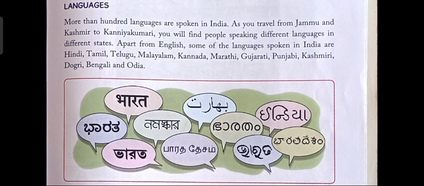Apart from English, some of the languages spoken in India are Hindi, Tamil, Telugu, Malayalam, Kannada, Marathi, Gujarati, Punjabi, Kashmiri, Dogri, Bengali, and Odia. So these are some different languages that are spoken in India besides English. India is a land where different people live together and they speak different languages. So these are some languages which people speak in India.